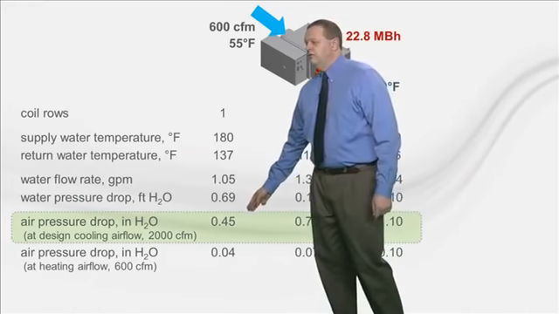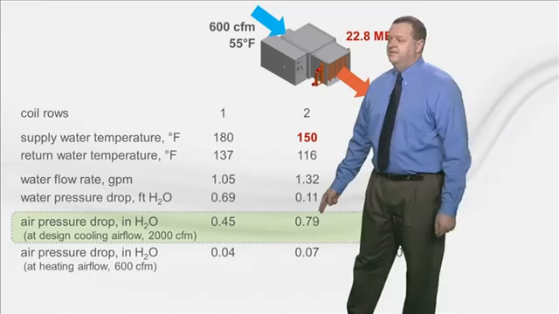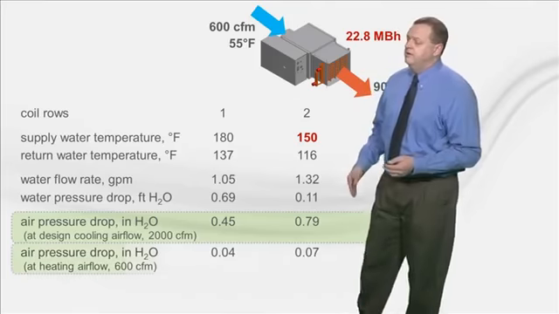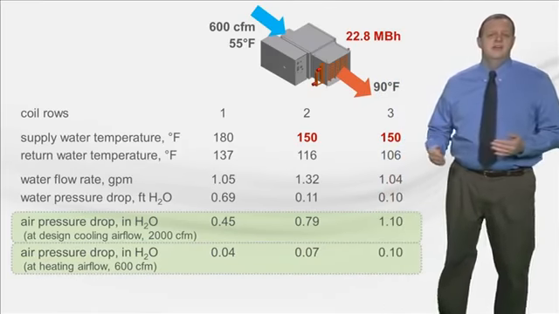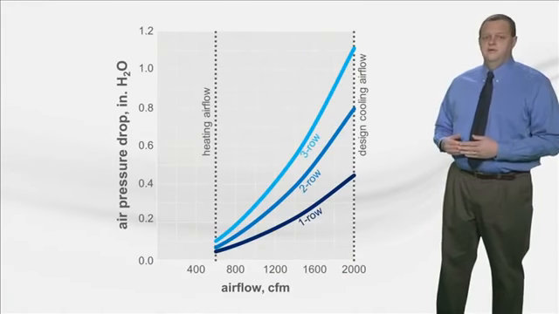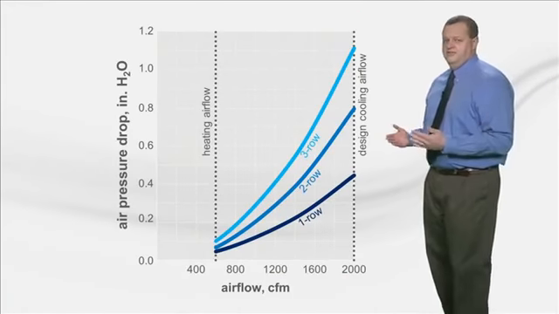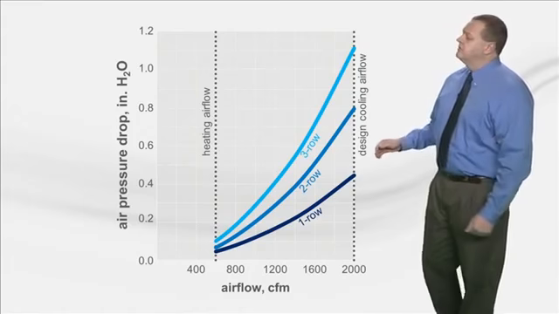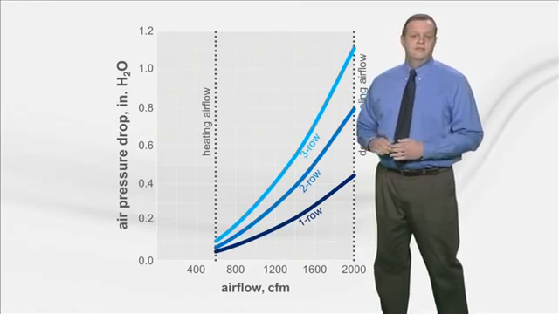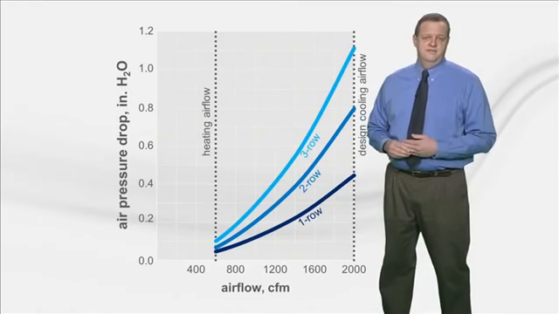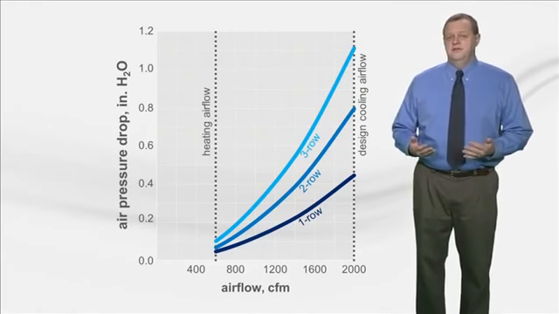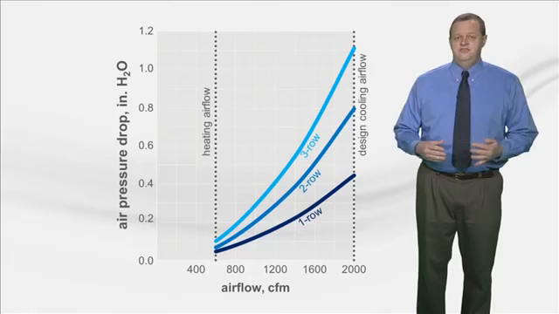0.45 inches for the 1-row coil versus 0.79 inches for a 2-row coil. Of course, this impacts fan energy use. But remember that this air pressure drop decreases exponentially as airflow is reduced at part load. The air pressure drop across the coil drops by roughly the square of the reduction in airflow. So when the VAV terminal reduces airflow to about 60% of design flow, the pressure drop is only about 1/3 of what it was at 100% airflow. So because pressure drop decreases exponentially at part load, the actual impact on annual fan energy is not as great as you might think.